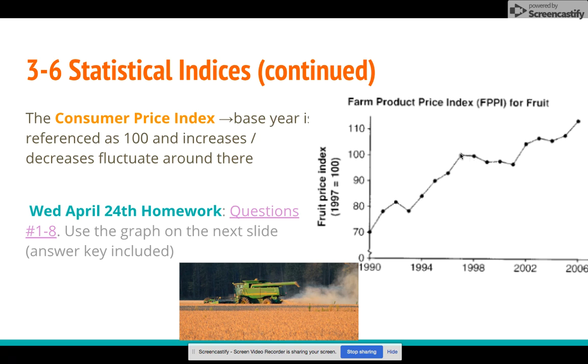So typically, if we're looking at indices involving the general economy, we'll see that anything further into the future tends to have an increasing value above 100. Anything before the base year will have a decreasing value. And often this is driven by inflation.